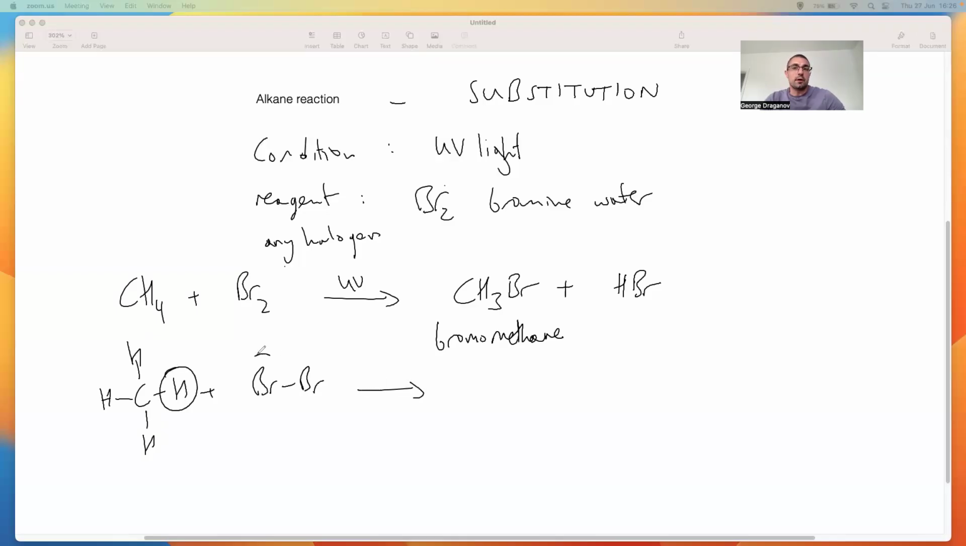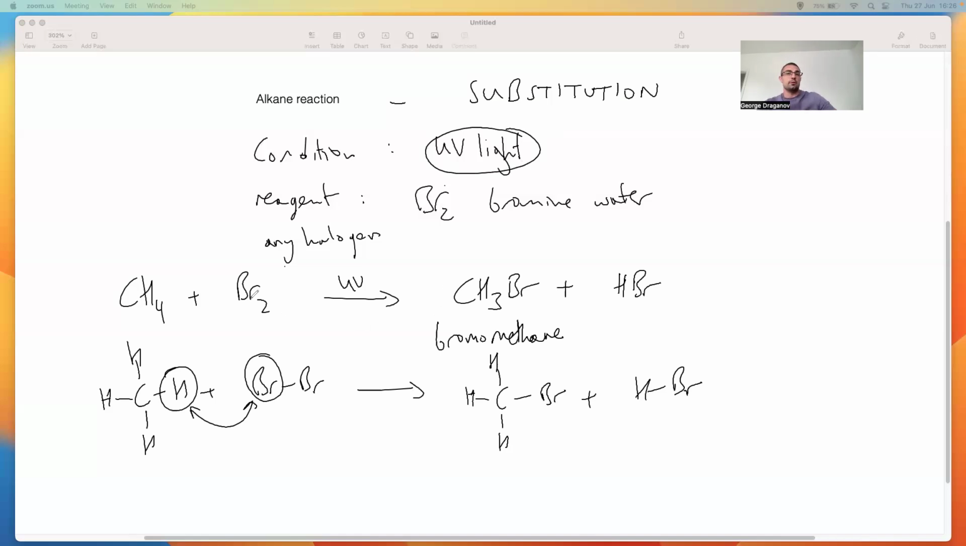One of these comes off and one of these swaps. These two are going to do a swap. Substitution. So the Br goes here, everything else stays the same. And then the H takes the place of this Br and is HBr. So this must happen under UV light. It can happen to any halogen, but you only need to know how to add one.